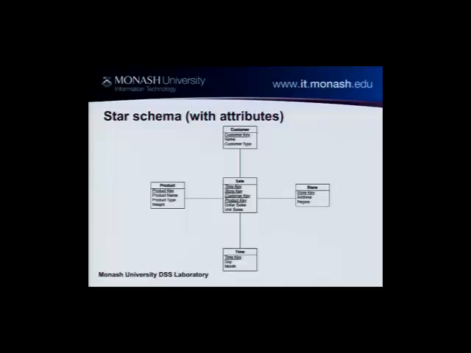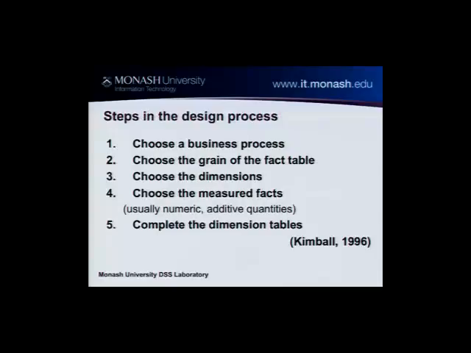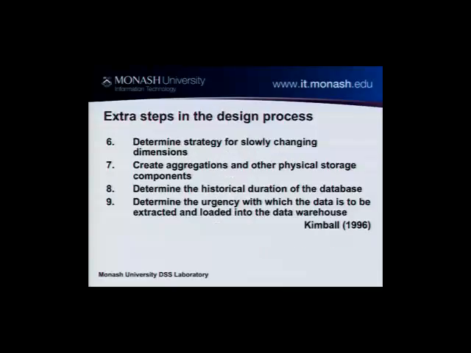That's a star schema with some attributes. This is Kimball's design process. We kind of got to step 5. This week we're going to look at issues around number 6, so changing data in the dimension tables, number 7 as well, and a few other aspects of physical storage, such as heterogeneous dimensions and so on. And I'll explain what that means when we get to it. We won't talk too much about 8 and 9. We did talk about those last week.